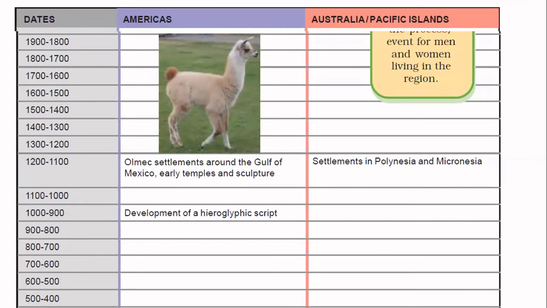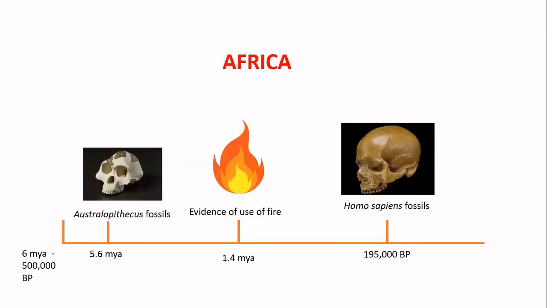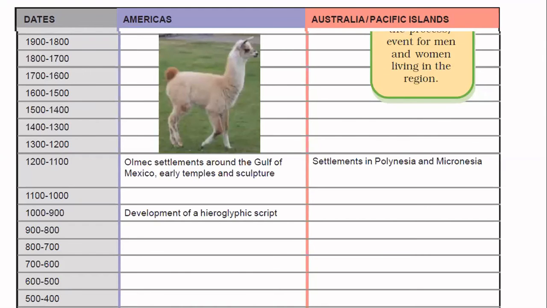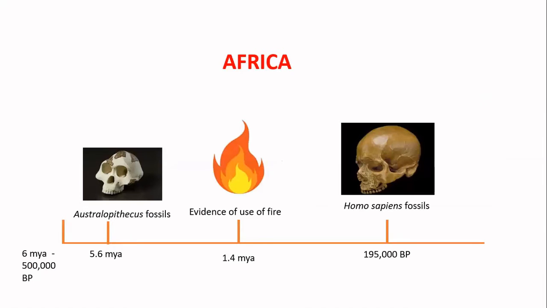At the same time in Australia, we have found settlements in Polynesia and Micronesia. We also found a hieroglyphic script in America 900 to 1000 years ago. Okay, so now with these 6 different regions and the same years of timeline, I want you all to draw something like this in your notebooks.